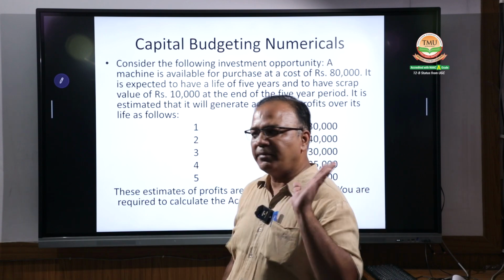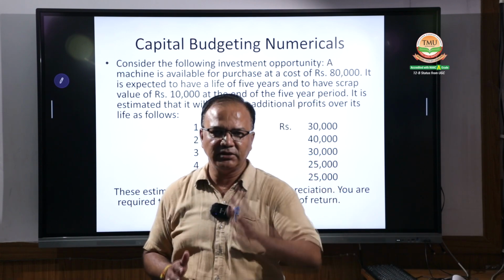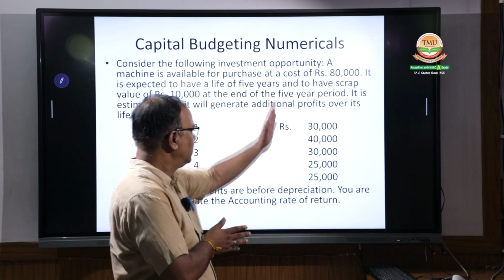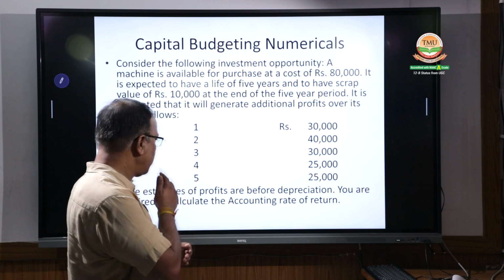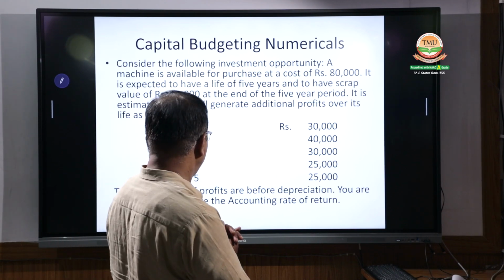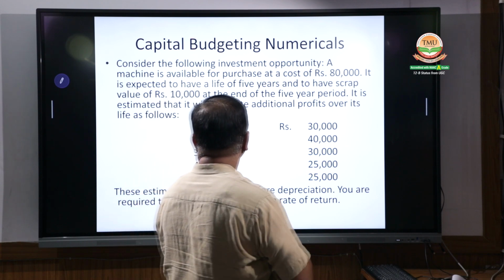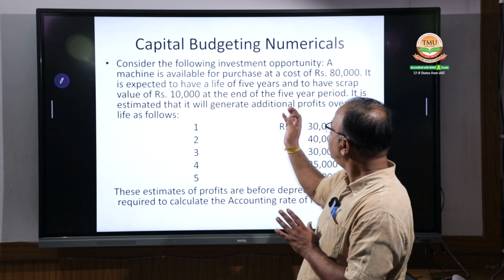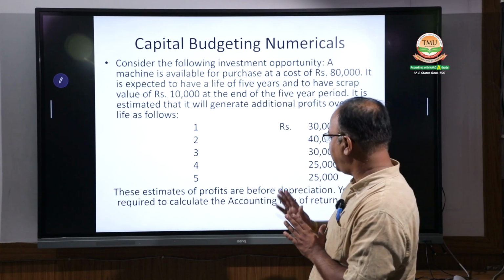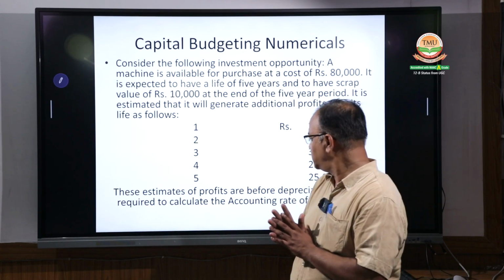First of all, remember the figures because I have kept in my mind, so I think that you are able to keep in mind also. 30, 40, 30, 25, 25. And here, one more thing which should be given to you. It is expected to have a life of 5 years, have scrap value of 10,000. It is estimated that it will generate additional profit at figures which is given to you.